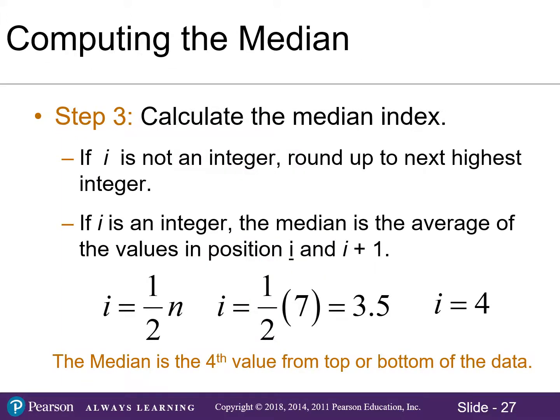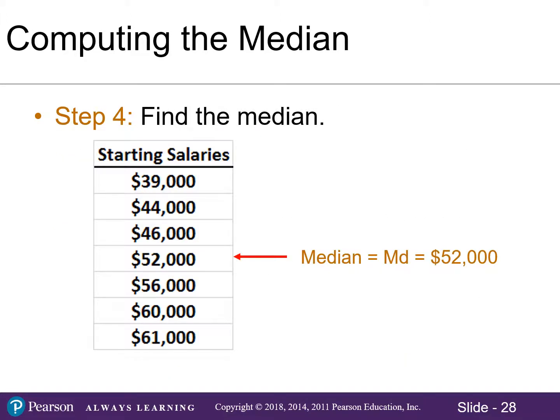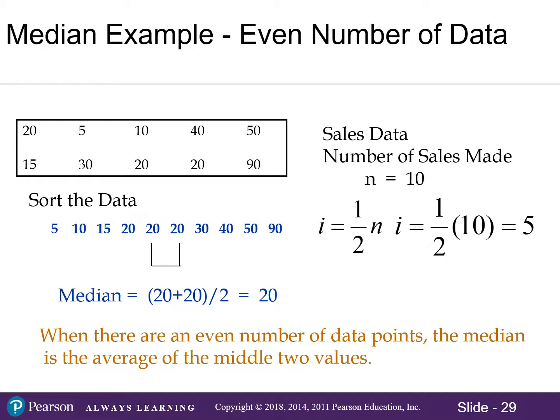So since there are 7 pieces of data, I'm going to divide that by 2 and get 3.5, which means it would be the 4th from the top or the bottom. So you calculate either starting from the top, 1, 2, 3, 4, or starting from the bottom, 1, 2, 3, 4, and find that your median would be 52,000. Yay! What do you do if you don't have a nice odd number of data points?